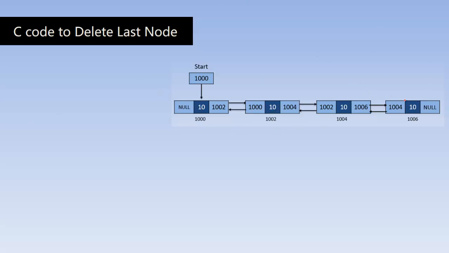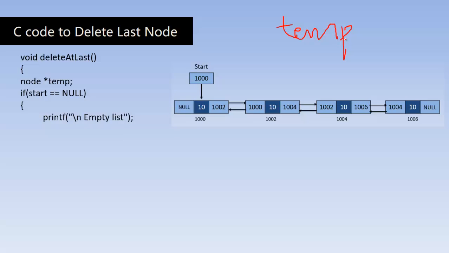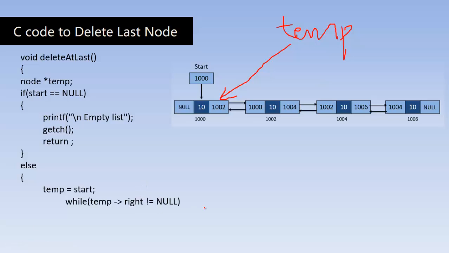There may be two situations. The one is there is only one node, the other situation is there are many nodes, right? So, delete a last node. Again I'll create the temporary variable. If start equals null, it's an empty list. Otherwise I will store the content of start inside temp, thereby making temp point to the first node, and I'll iterate through the list until it reaches null.